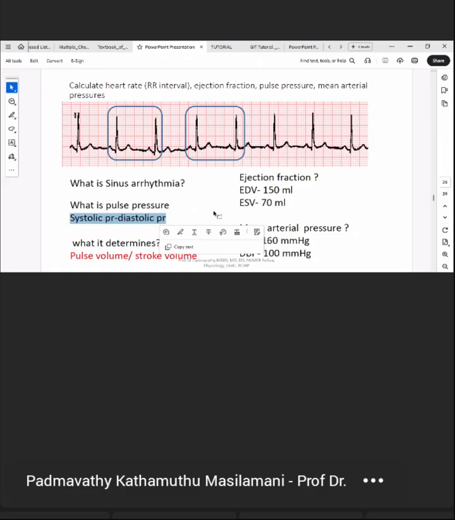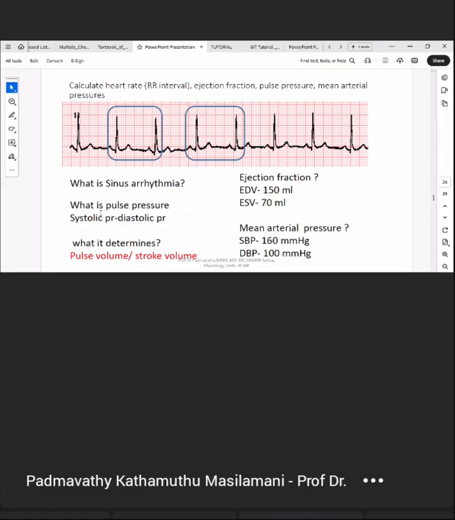That's the systolic pressure minus diastolic pressure. The difference between the systolic and diastolic pressure, because systolic pressure is the higher, maximum pressure. So the difference between the two is the pulse pressure.